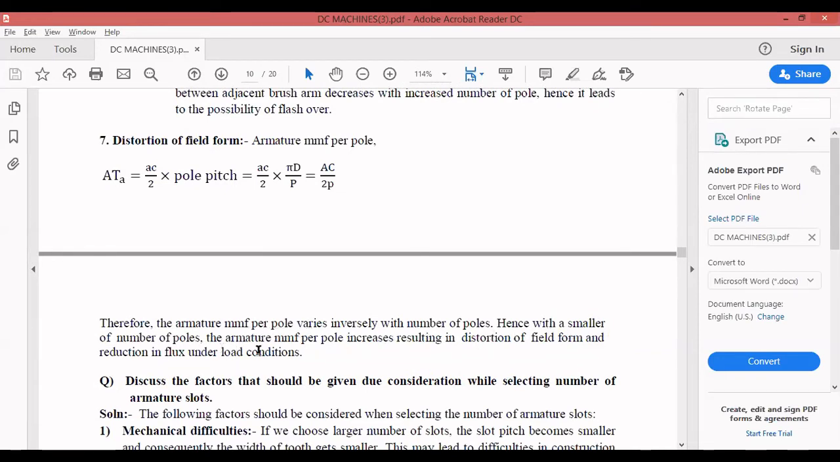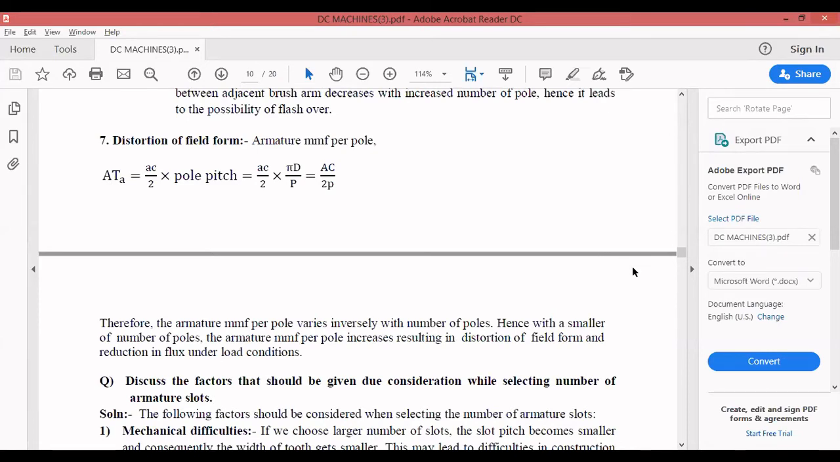Therefore, the armature MMF per pole varies inversely with the number of poles. Hence, with a smaller number of poles, the armature MMF per pole increases, resulting in distortion of field form and reduction in the flux under load condition. If armature reaction is more, it will distort the main flux. This should not happen under the loaded condition. So you have to keep a sufficient number of poles. If you go for fewer poles, the armature reaction will be more, which will distort the main flux.